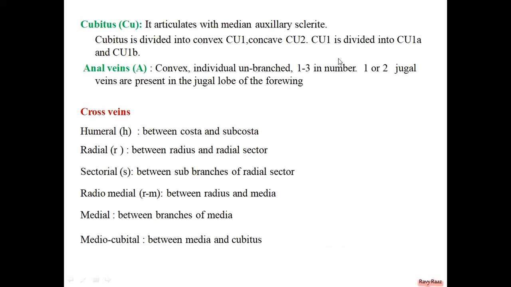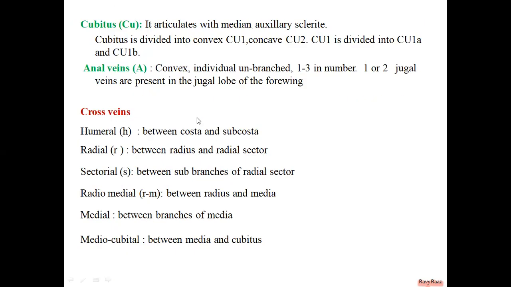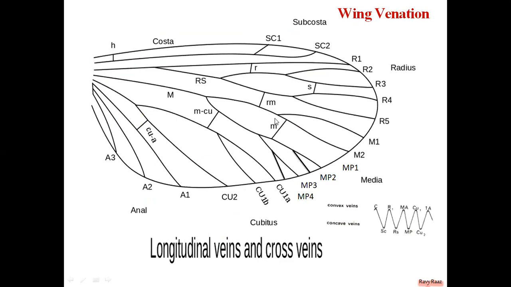Next is anal vein A, convex, individual and unbranched. Anal vein and first costa vein, both are unbranched veins. So this is a complete structure.